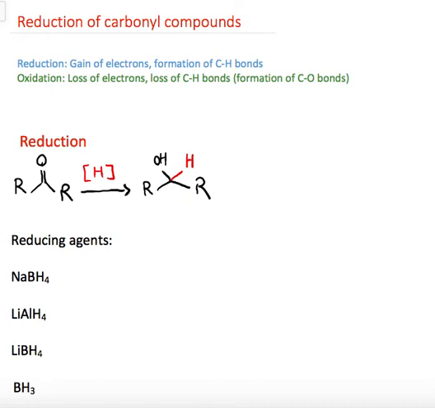In this video, we're going to review reduction of carbonyl compounds. Let's first define quickly reduction and oxidation in organic chemistry. Reduction refers to gain of electrons or formation of carbon-hydrogen bonds, and oxidation is just the opposite. It's the loss of electrons, loss of carbon-hydrogen bonds, which is equivalent to formation of carbon-oxygen bonds.